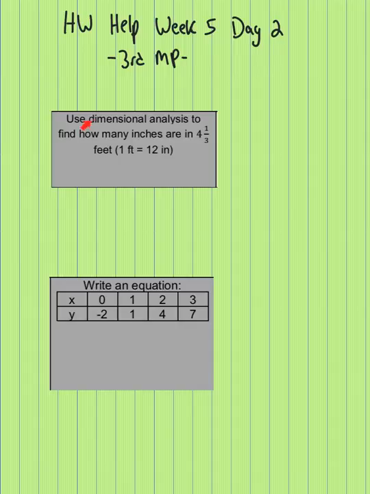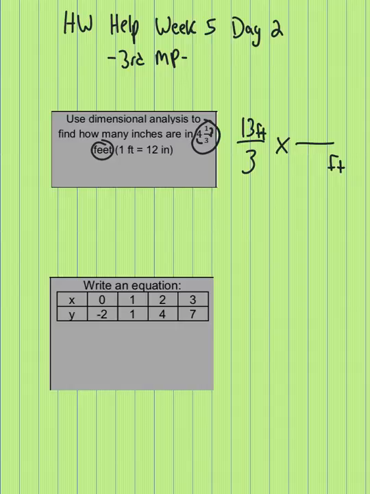First problem says, use dimensional analysis to find how many inches are in 4 1/3 feet. Okay, so here's the first thing we're going to do. We're going to take 4 1/3 feet and write it as a fraction. So the 4 times 3 is the 12, plus that 1 is 13. So my first fraction is 13/3, and don't forget to label feet on top, because when we multiply the second fraction, feet has to be on bottom for dimensional analysis. They always have to be diagonal.